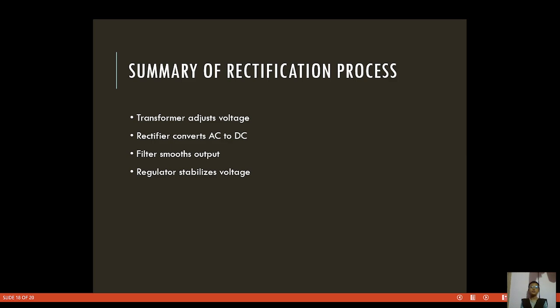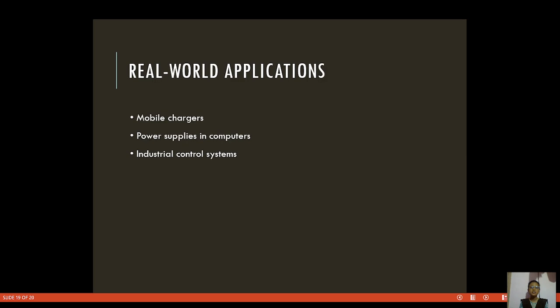Here in the DC, we will not get the full DC. So to smoothen the output, we use the filter. Also after the filter, there will be some voltage difference. The final step is the voltage regulator, which stabilizes the voltage and gives the direct voltage which we will be using in many day-to-day applications. Now let us explore the real world applications.